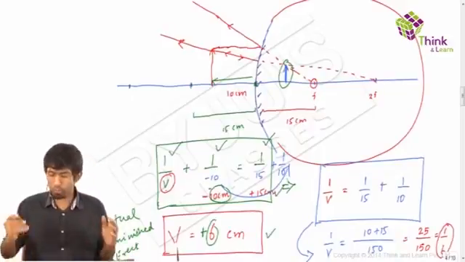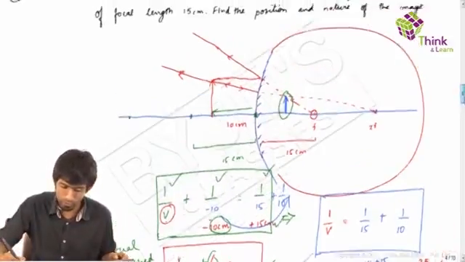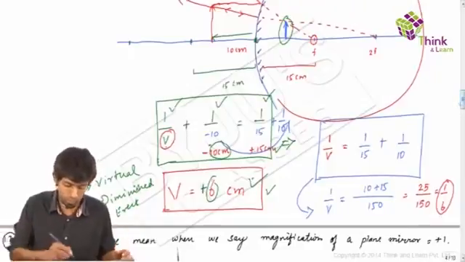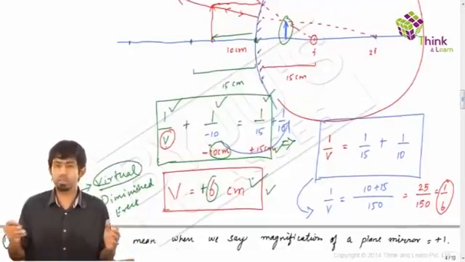So we've made a good amount of inferences about this, but what was the actual question? Find the position and nature of the image. Position, plus 6 centimeters. Nature, erect and diminished, virtual of course. So these are the inferences that we have made.